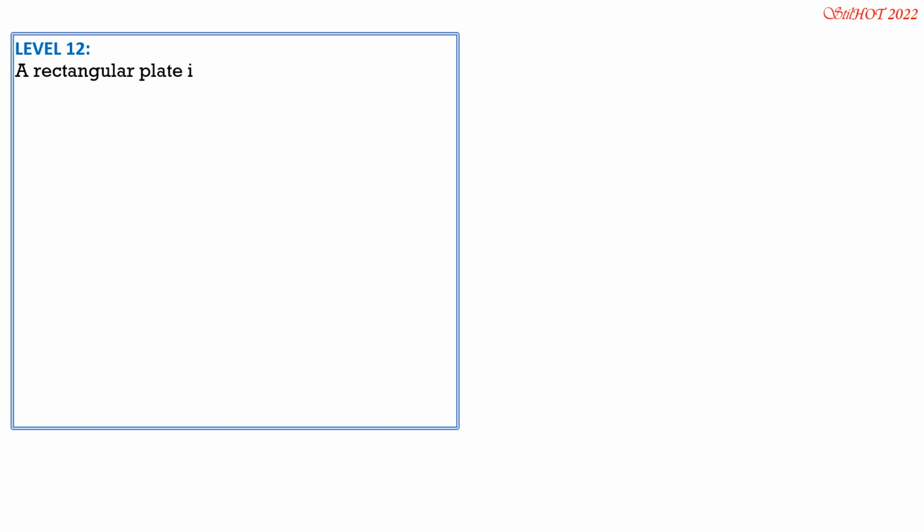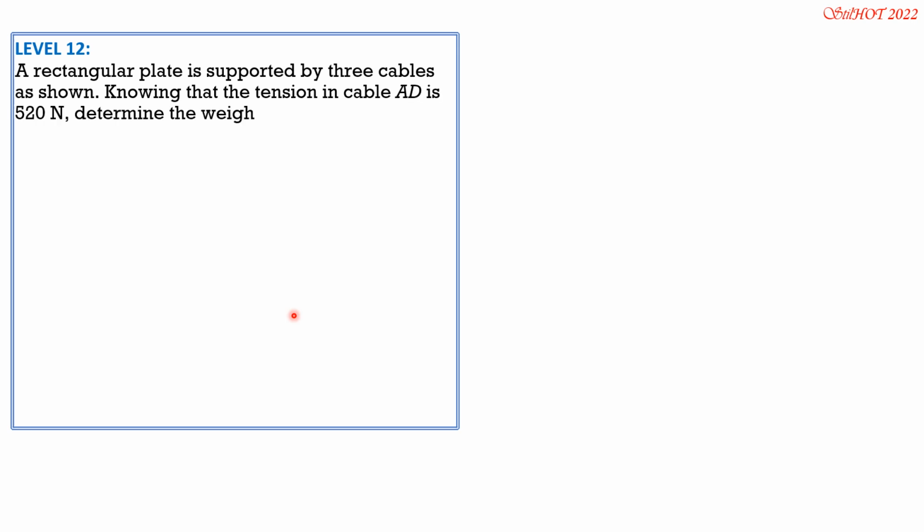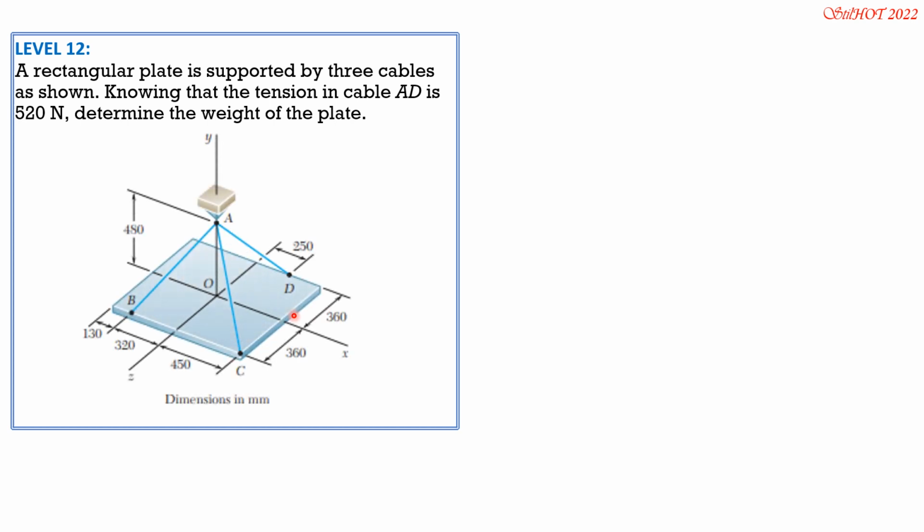Level 12, a rectangular plate is supported by 3 cables as shown. Knowing that the tension in cable AD is 520 newtons, determine the weight of the plate. So as usual, we express its tension into vector form. Tension BA is tension AB, but it is directed from B to A because it is a tension. Then remember, there's a weight here at O.